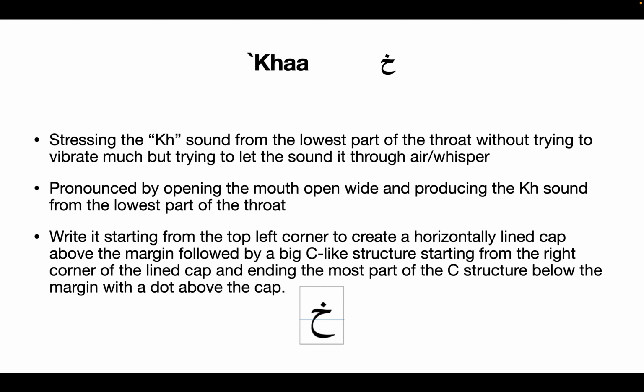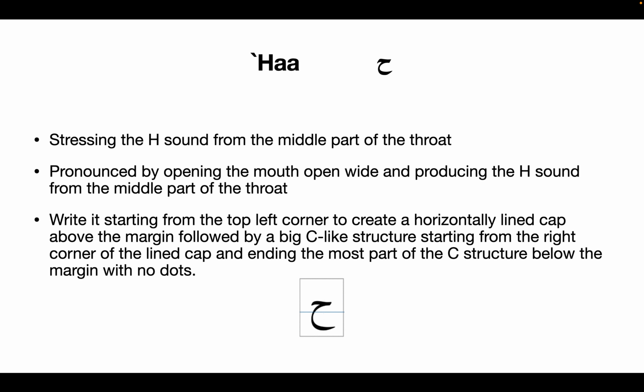The sound KH should come from the lowest end of the throat with air and whisper with a slight vibration, trying to stress the sound Kha. So it's not just a simple Kha. Try to produce the sound from the lowest end of the throat. The name of this letter is Kha. Just like this is Ha, and the sound is Ha.